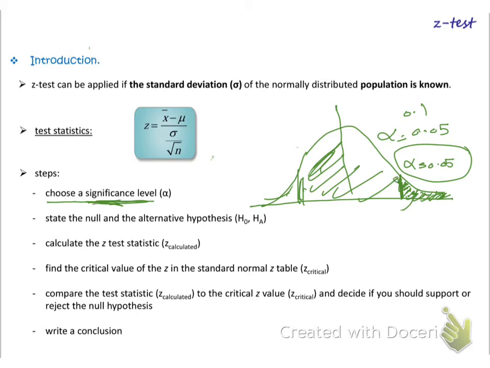It's like a boundary. If our z crosses the boundary, the null hypothesis will be rejected, or the alternative hypothesis will be accepted. We'll come to this in detail.